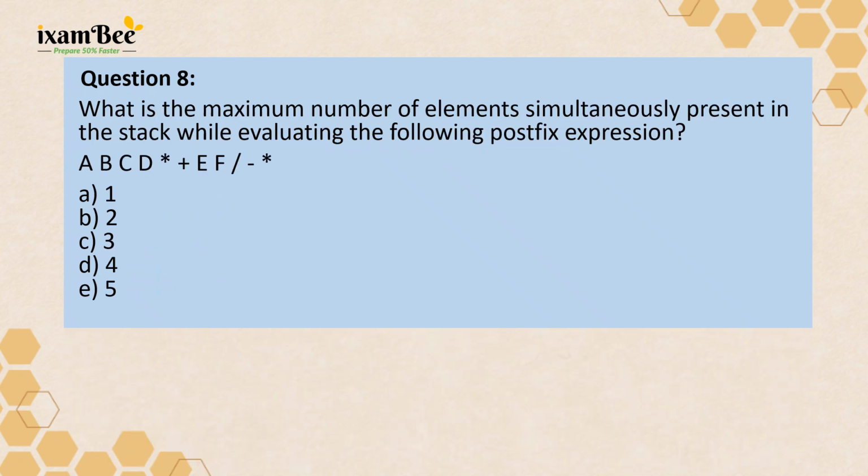Now in this question, it is asking what is the maximum number of elements simultaneously present in the stack while evaluating the following postfix expression. So as you know, all the operands go onto the stack. So here we see A, B, C, D are all operands and they go onto the stack. This is the maximum number of elements simultaneously present in the stack. Hence the answer here is D, 4.